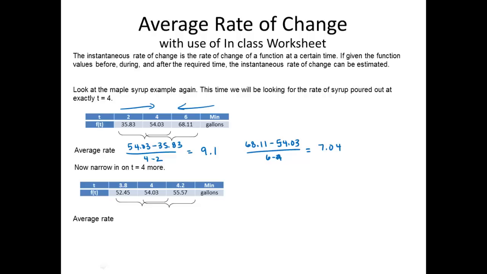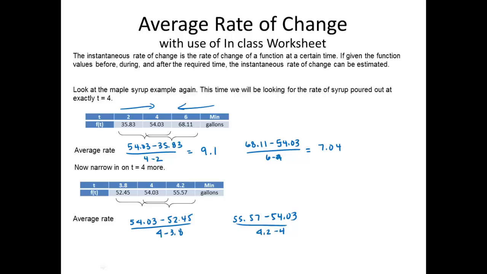So let's narrow in a little bit more onto time t equals 4. Rather than 2 minutes, I'm going to look at 3.8 minutes, and rather than 6, we're going to get really close to 4. We're going to go to 4.2 minutes. So go ahead and calculate the same way you did above: 54.03 minus 52.45 over 4 minus 3.8. We'll do that again with 55.57 minus 54.03 over 4.2 minus 4.